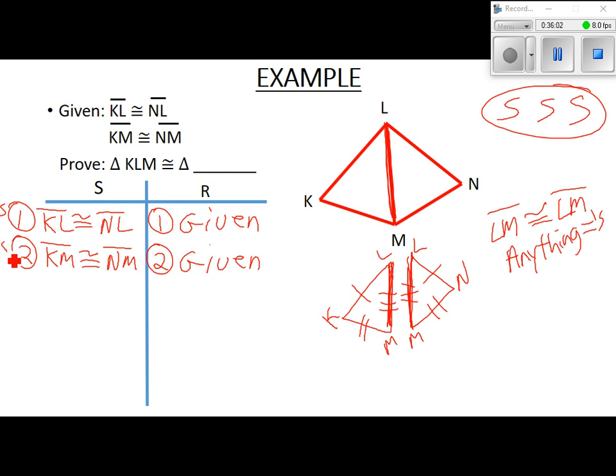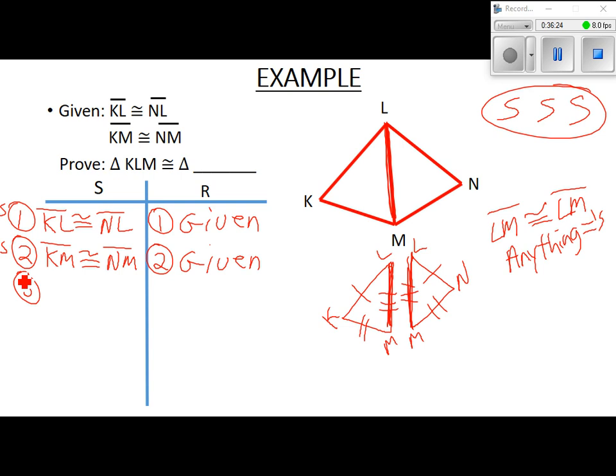That's another pair of sides, so I'm going to put another S out here. I look here, I got S, S. Is that enough? Two S's, is that enough? No, I need three S's, right? So now I go to my third statement. We're out of given information, so now we got to come up with something on our own.